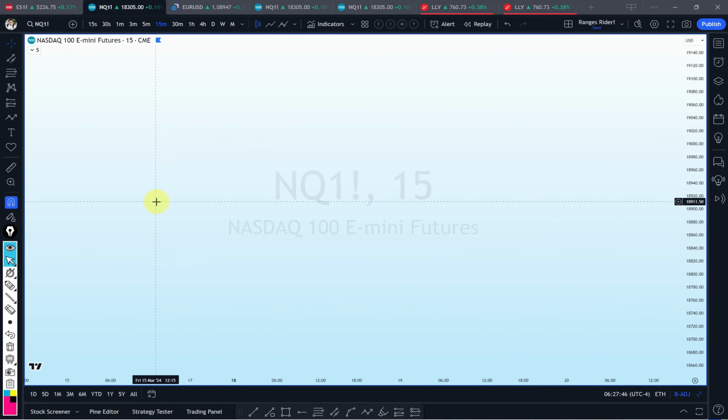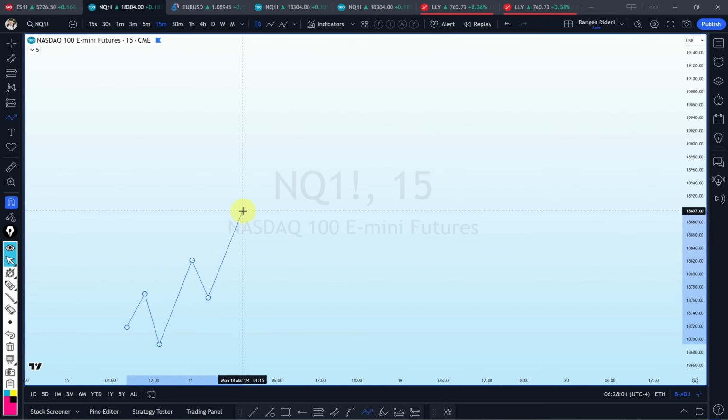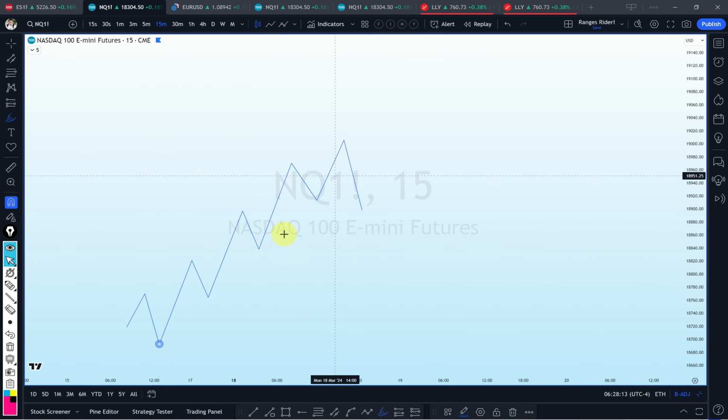So the first thing you have to understand about these POIs is the location where they are located. So let's say we have the bullish range, something like this, and this is our QM. So let's say we have the range from here to here, and this is the QM.